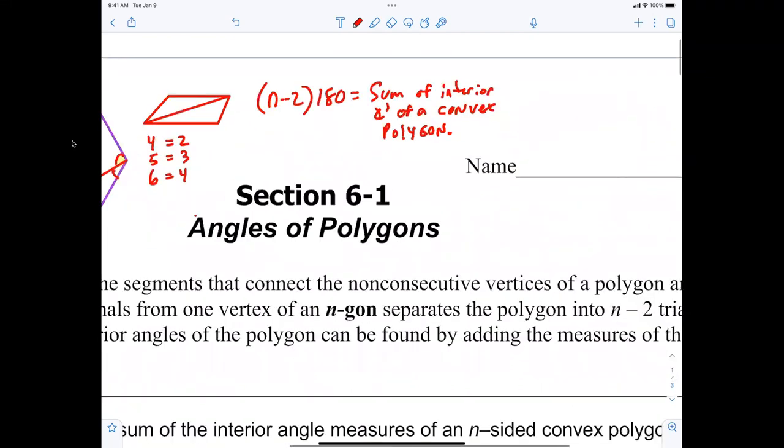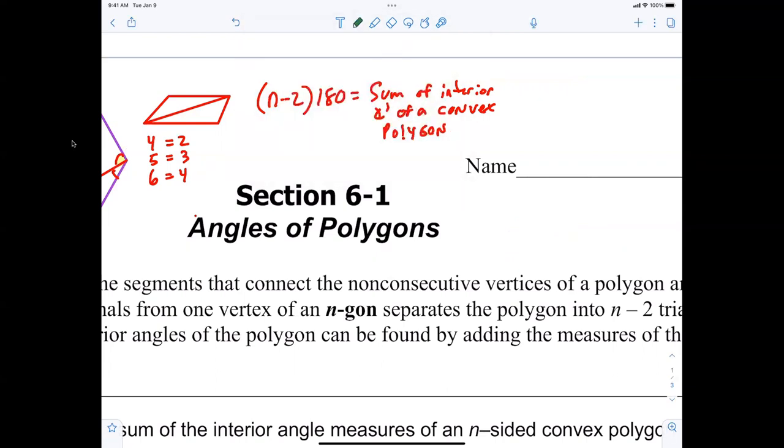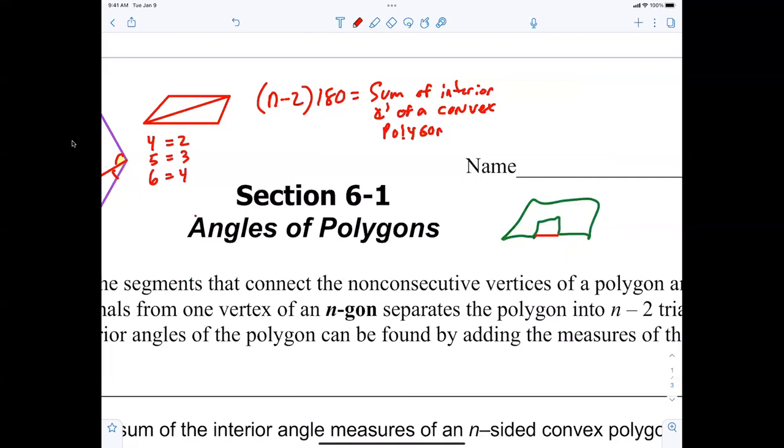Let me give you something that this rule would not apply to. If I asked, what's the sum of the interior angles of that, we wouldn't know, right? Because it's not a convex polygon. Because if I draw the diagonal from here to here, where is that? On the outside. Does everybody agree? That's the difference between a convex and a concave polygon. Convex means the diagonals are on the interior.